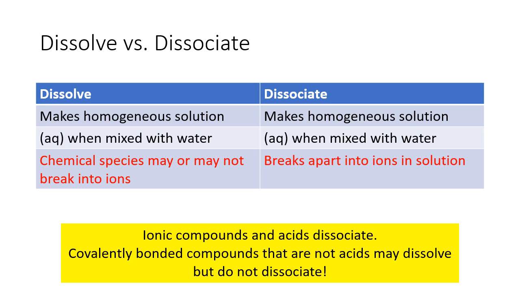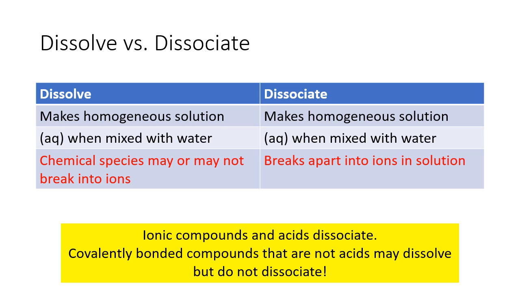Now, the thing that you need to take away from this is that ionic compounds and acids will dissociate. They'll split up into ions. They will sometimes dissolve and sometimes not dissolve well, but either way, if they do dissolve in water or in anything really, ionic compounds and acids will dissociate. Now, covalently bonded compounds that are not acids may dissolve, but they do not dissociate.